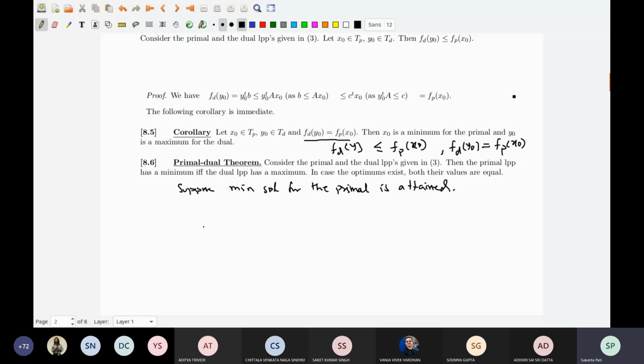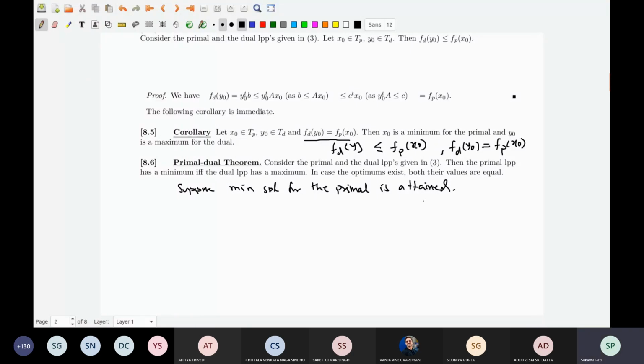So it says the minimum solution for the primal exists if and only if the maximum solution for the dual exists, and when they exist, they both have the same value. So in this way, sometimes if you want to solve the primal problem, that is as good as solving the dual problem. Okay. So suppose the minimum solution for the primal is attained. So the minimum solution exists.